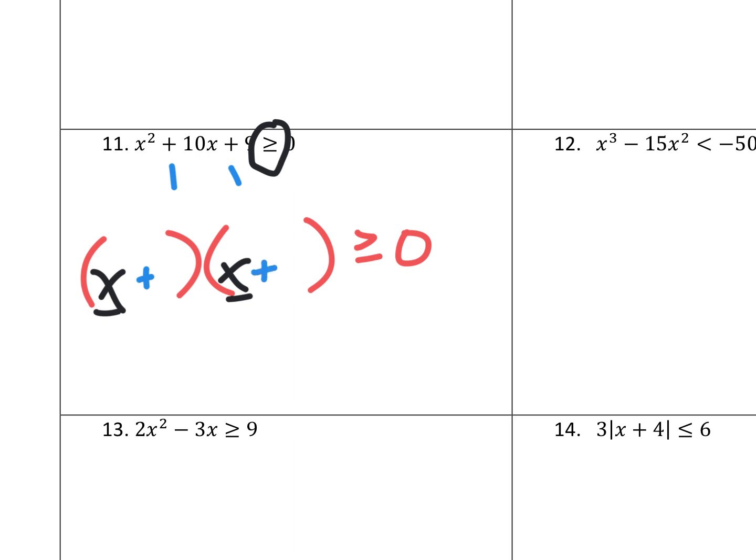And that brings us down to the only thing left, which is what should I use to make a 9? There are 2 choices. Garrett, what do you think we should use? 9 and 1 or 3 and 3? What's your best guess? You are correct, sir, because this and this together will make the 10x, which is what we wanted.